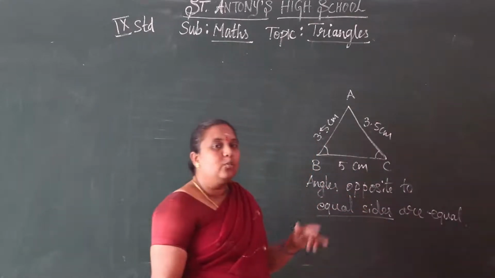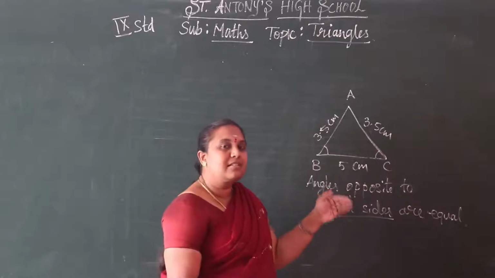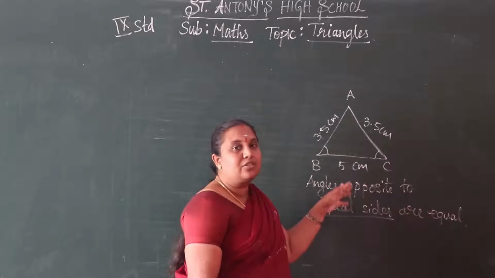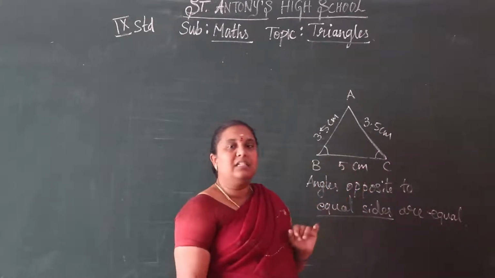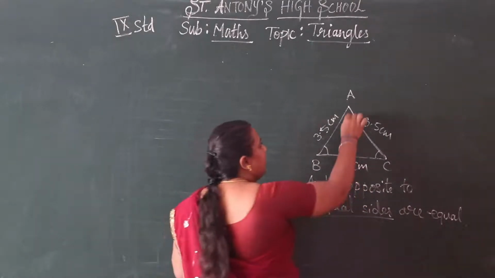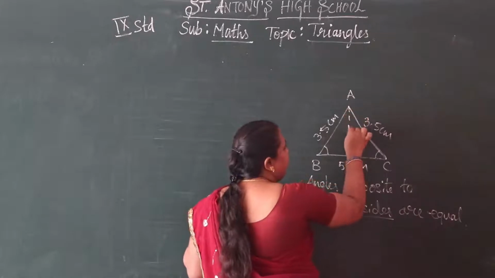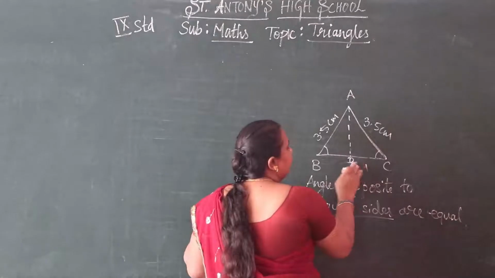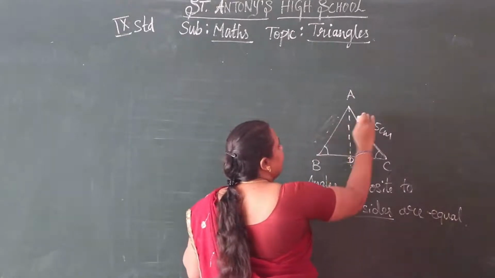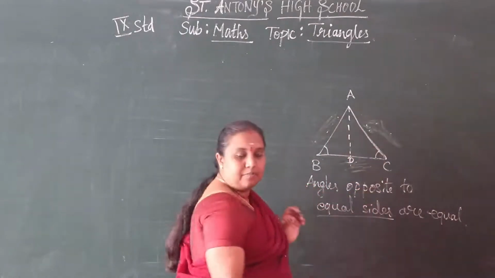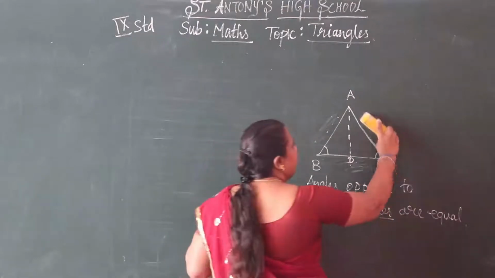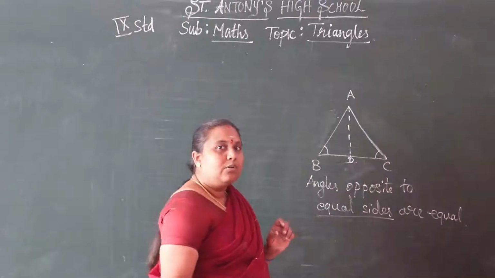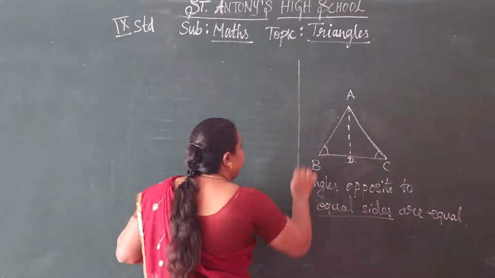For that we can construct something more in this triangle. To prove angle B equals angle C, what do we want to construct? Draw a perpendicular line, that is AD. This line intersects BC at D. Now let us prove this.